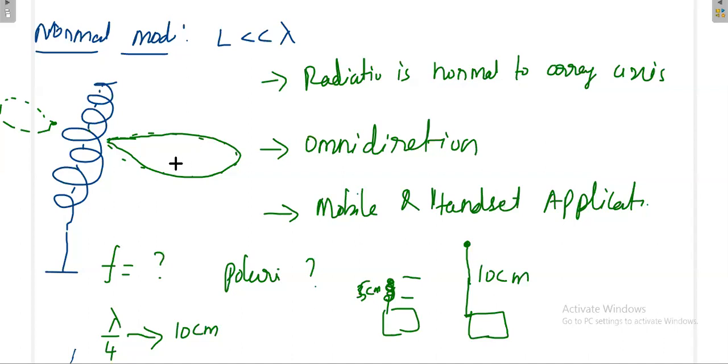The directivity of this mode is always less than the directivity of the axial mode, because the axial mode is radiating only in one direction, while this one is radiating in all directions in the horizontal plane. So this will have less directivity as compared to the axial mode. Okay. Next one is slot antenna.